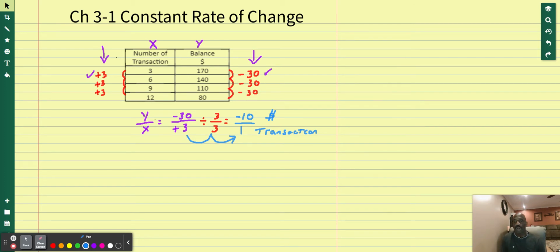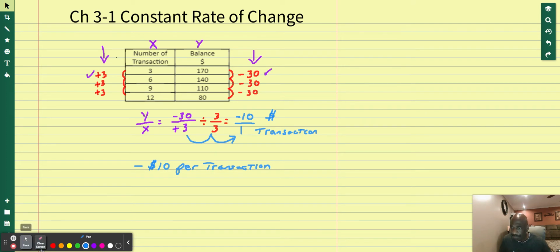Okay. So when we write our answer, this would be a negative $10 per transaction. Or you could say a $10 withdrawal. You have to either say the word withdrawal or have the negative sign there so we know that the balance is going down, it's decreasing. All right. So hopefully you got that one. It's not very difficult, but you really have to pay attention to showing your work on the sides there.